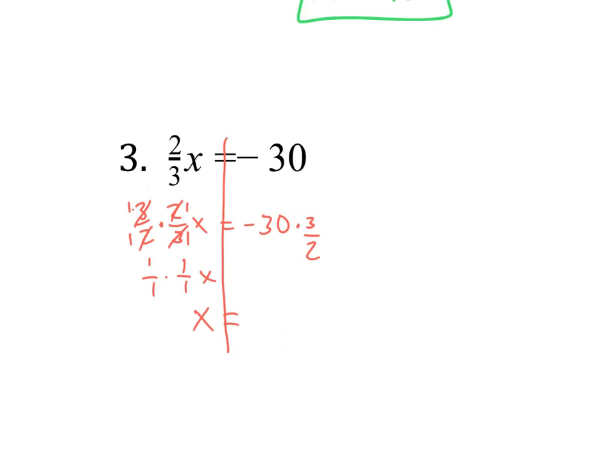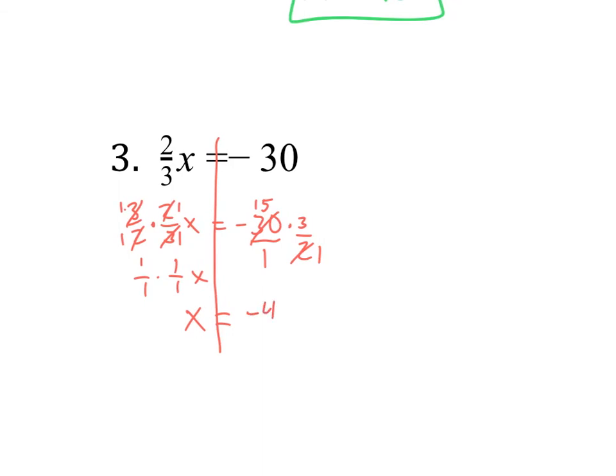And then we have negative 30 times 3/2. Well, that's really negative 30/1, and 2 goes into 30 fifteen times, or 30 divided by 2 is 15. So we can factor out a 2 here, and that will become a 1, and this will become a 15. That's just simplifying fractions when we multiply. And then we get negative 15 times 3, multiplying across the top, gives us negative 45, and 1 times 1 gives us 1. So negative 45 over 1, or just negative 45. So our x in this case is equal to negative 45.